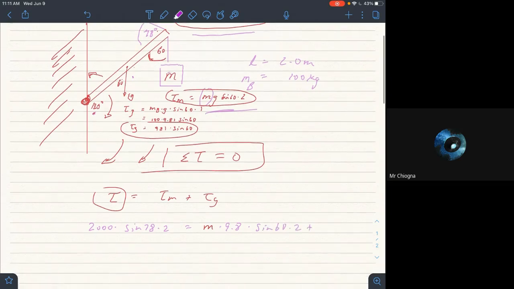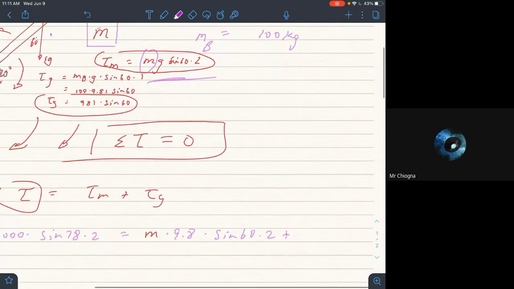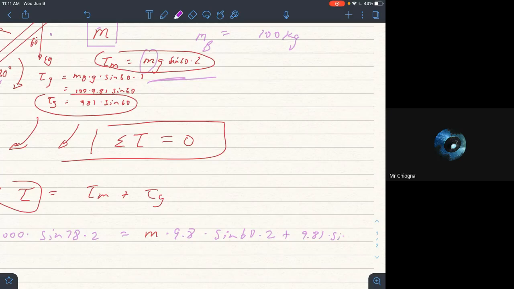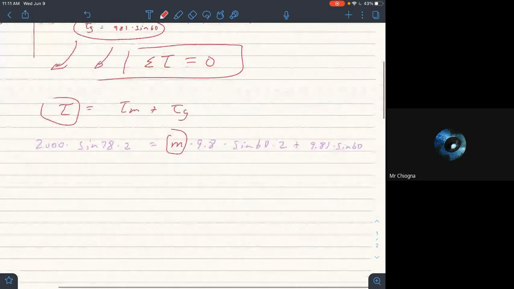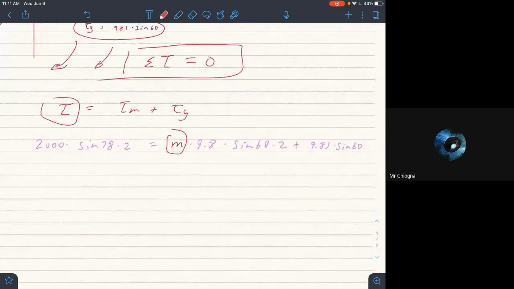Plus tau G, which is 9.8 times sine of 60. You can reduce that further as well. So that's the only thing you don't have. The M. You can solve for everything else. Everything else in purple is some number. So you can solve for the M.